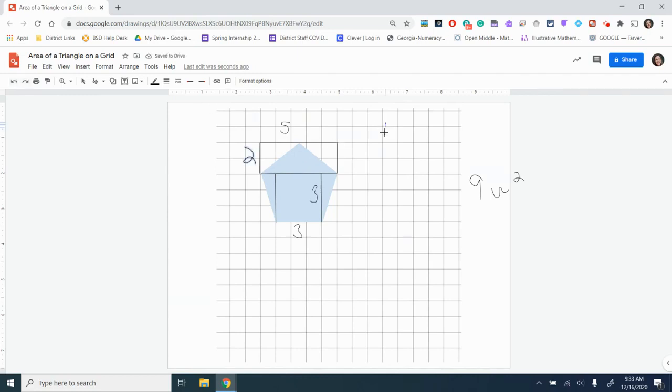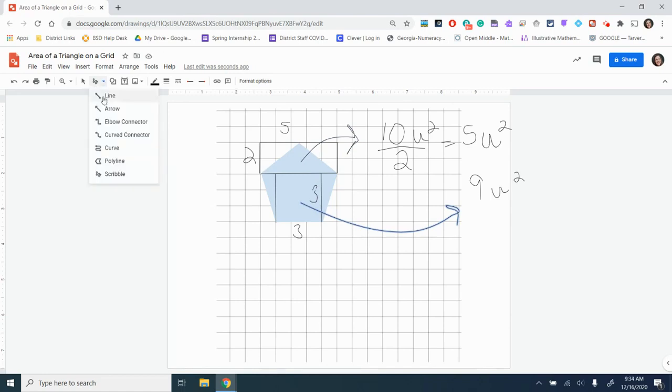You all said the area of the rectangle is 10. 2 times 5, 10 square units. And divide that by 2 is a total of 5 square units. 10 square units divided by 2 gives us an area of 5 square units. All right, so now we have the area of this triangle here, and we have the area of this rectangle here. But we still have 2 other triangles that we need to work with.